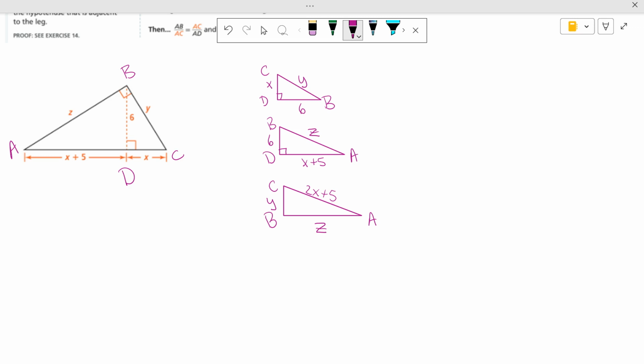Okay, there's a lot going on here. What can I figure out? Well, I know X and 6 and X plus 5 involve numbers and the same variable. So I can set that up as a proportion. X over 6 equals 6 over X plus 5. And cross multiply. Oh no! What do I have going on here? If I use the distributive property, I get x squared plus 5x.